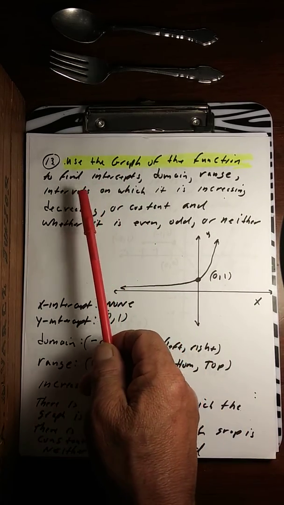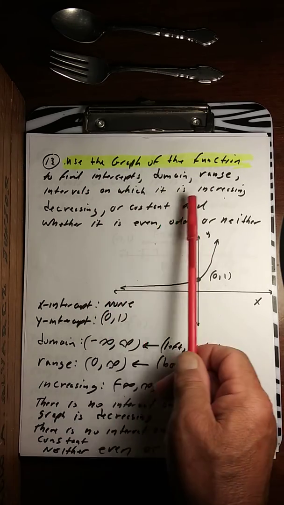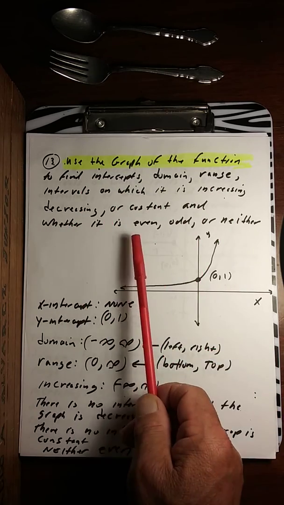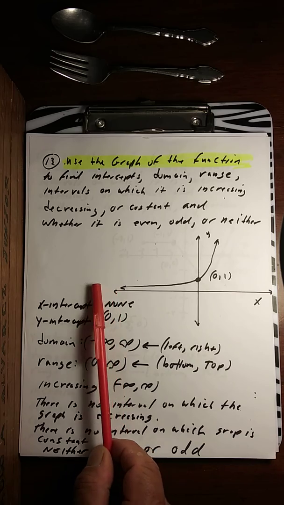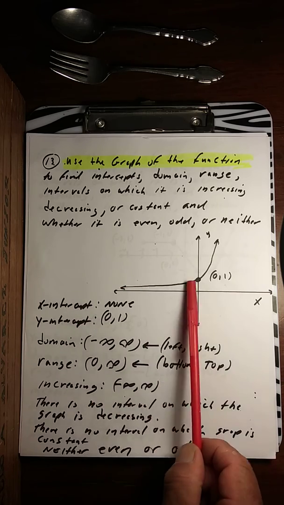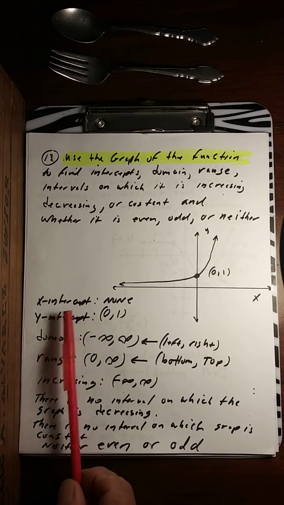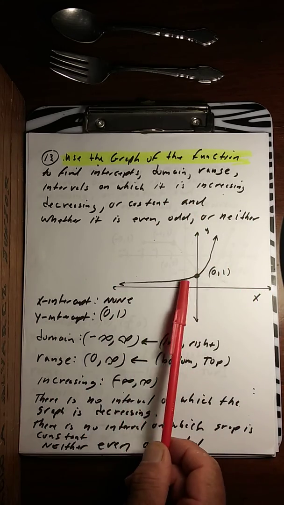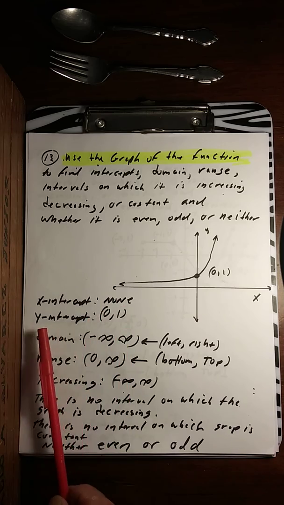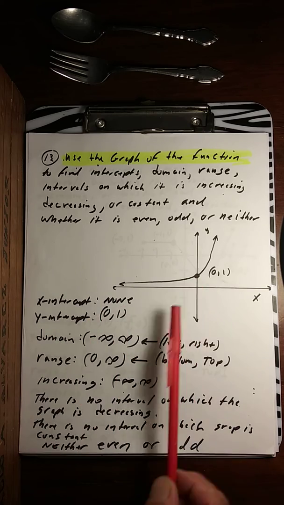Use the graph of the function to find intercepts, domain, range, intervals in which it's increasing, decreasing, or constant, and whether it's even, odd, or neither. All right, it goes here, never stops. It goes like this, goes up, and then it starts going up. Now, x-intercept, none. It never crosses this. It keeps going smaller, smaller, but never gets there. Y-intercept, right there, (0, 1).